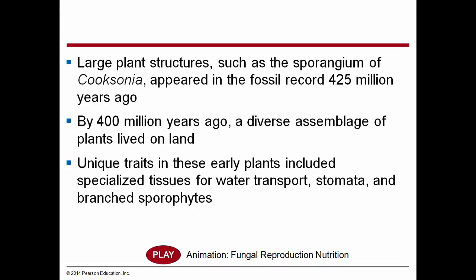Large plant structures such as the sporangium of Cooksonia. Cooksonia is an ancient plant. It's one of the first vascular plants. It never grew really tall. It was probably about the same size as most of the ferns are today.